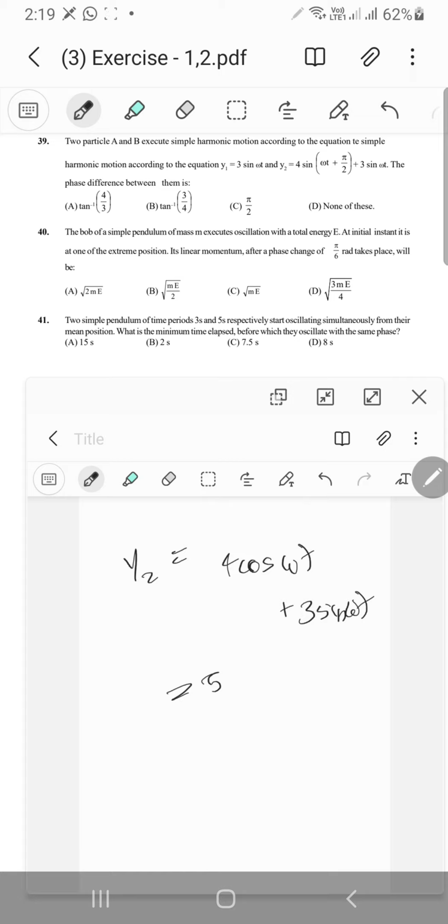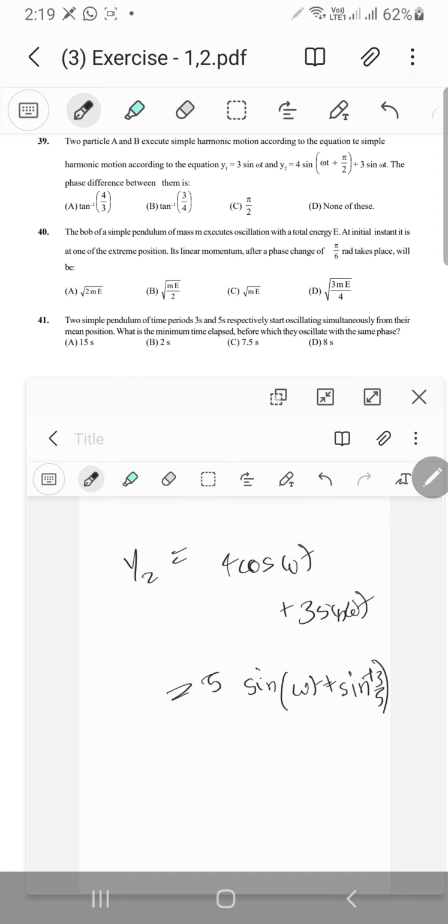Cool. So 5 cosine, actually no, I don't want that. I want sine of omega t plus sine inverse of 3 by 5. Yep. So that's this thing, y2, and y1 is just 3 sine of omega t. Wait, 3 sine of omega t? That's not good.